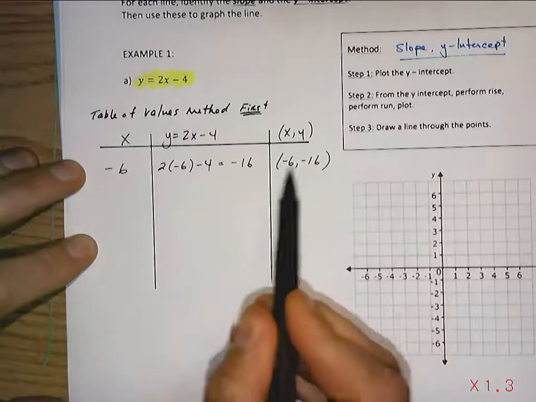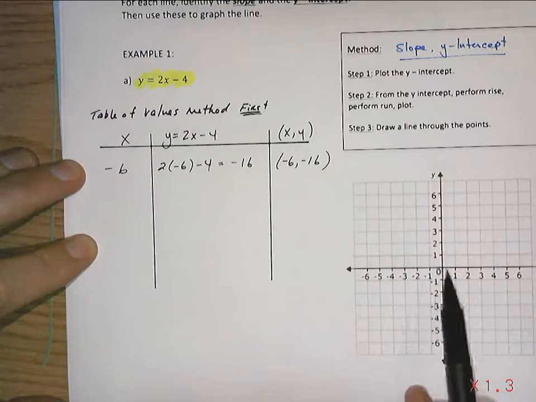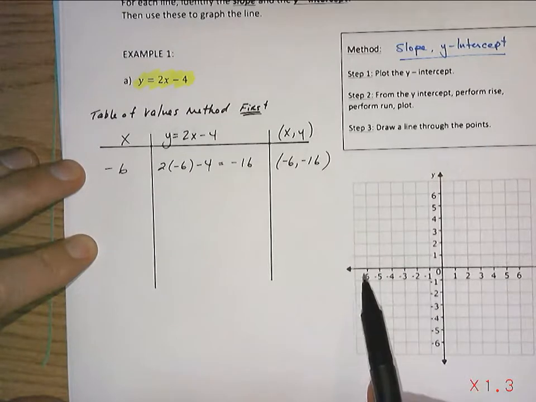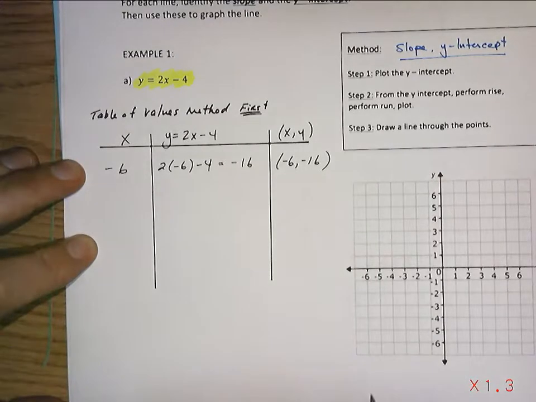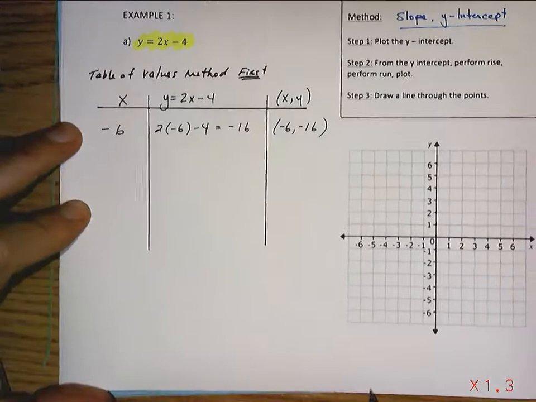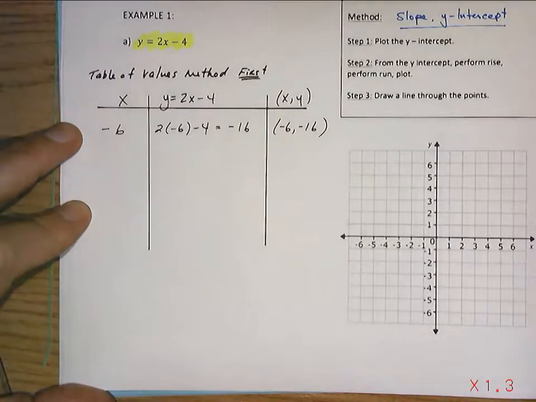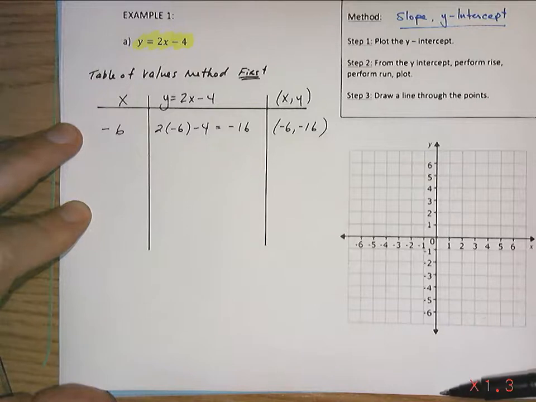Now when I look at this point, that's my x and that's my y. I can certainly find -6 on the x. But I can't find -16 on my y, not on this scale. This would have to be extended, and looking at my scale, it would have to be extended too far.